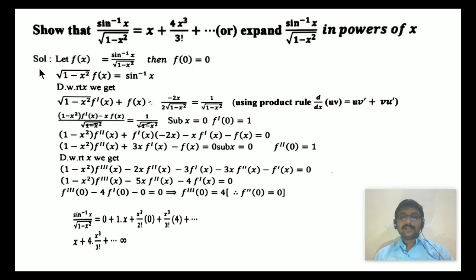Now differentiating with respect to x using product rule. The product rule is u v dash plus v u dash. Root of 1 minus x square kept silent, f of x derivative f dash of x, plus f of x kept silent, root of 1 minus x square derivative is negative 2x by root of 1 minus x square. On the right hand side, sin inverse x derivative is 1 by root of 1 minus x square. Now taking the LCM on the left hand side, clearly root of 1 minus x square, root of 1 minus x square get cancelled.